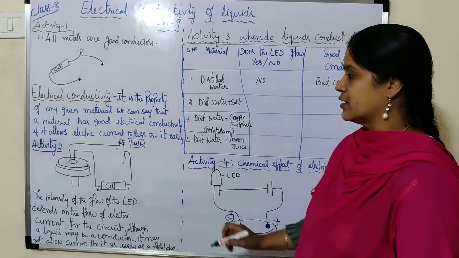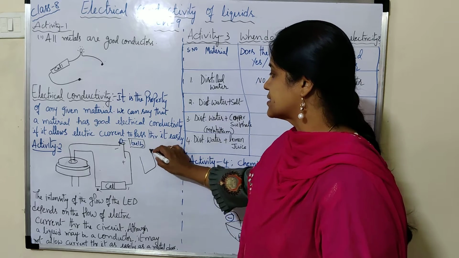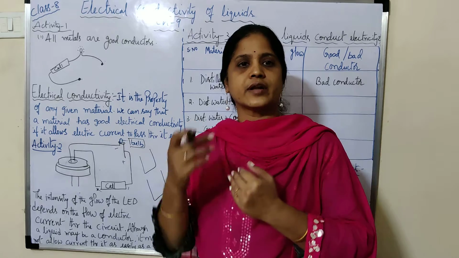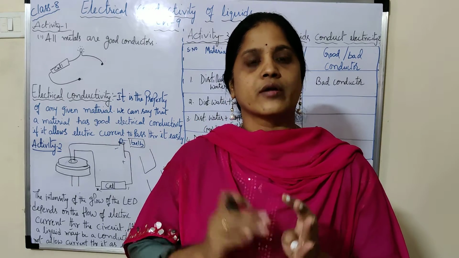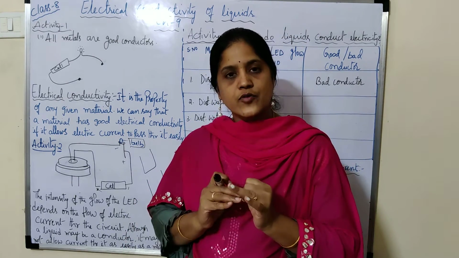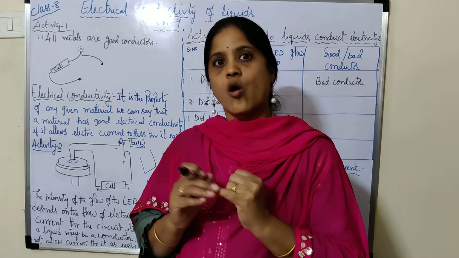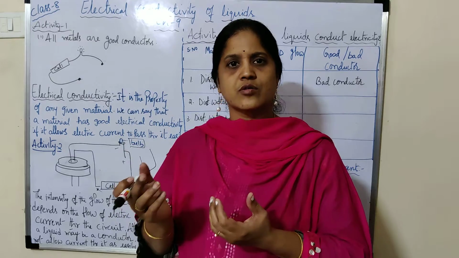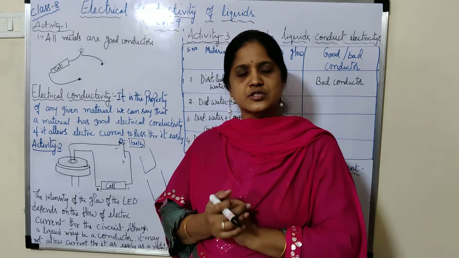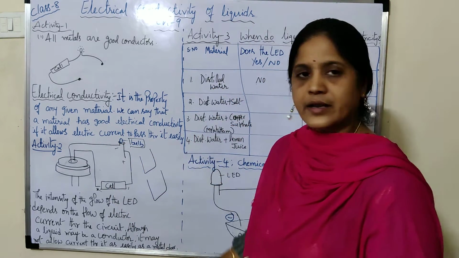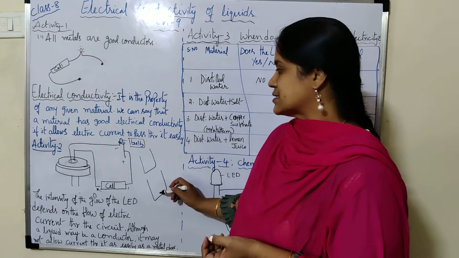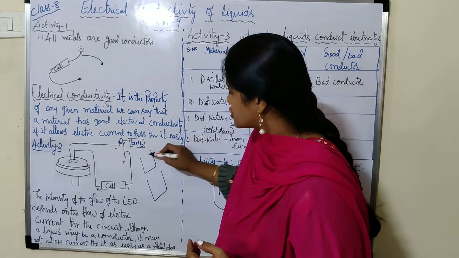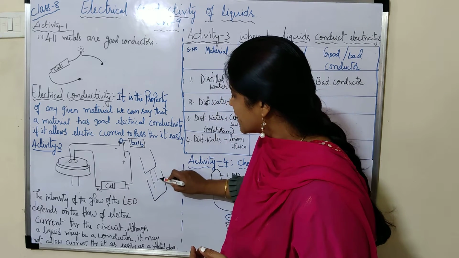Take plastic glasses, different plastic glasses, and take different types of solutions: distilled water, drinking water, nala water, lemon juice, oil, coconut oil, vinegar, kerosene oil, milk, like that. Take the different solutions in different containers or glasses. And each time, the metal pins of this tester should touch the liquid.